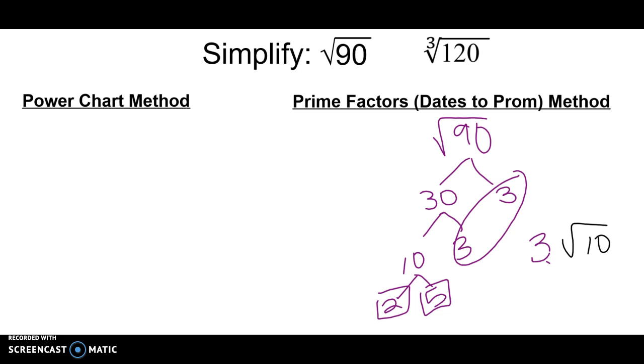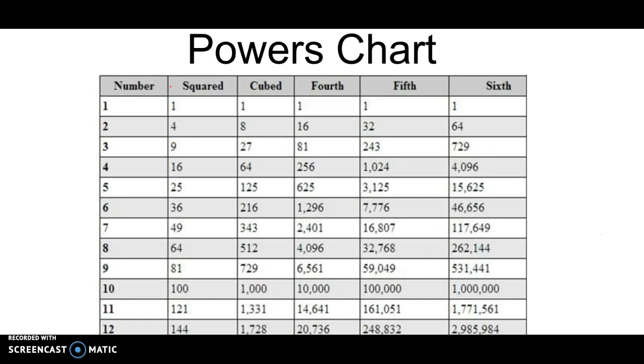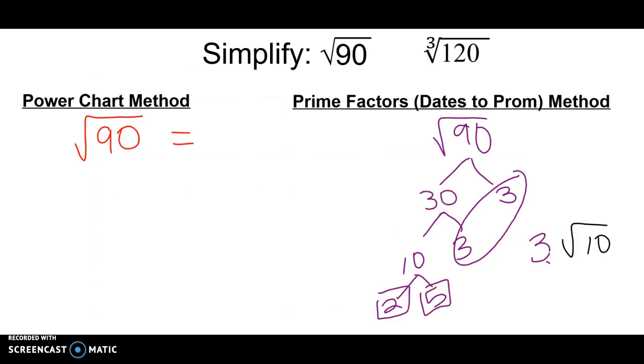But if we did our power chart, we have our square root of 90. What perfect square can we break this into? Look in the squared column. Everyone, you have to use your power chart for this. We're looking at the squared column because it's a square root, right? What is a perfect square that divides out of 90? 9. So that equals the square root of 9 times the square root of 10. And 9 breaks into 3. And that's just 3 square root of 10.